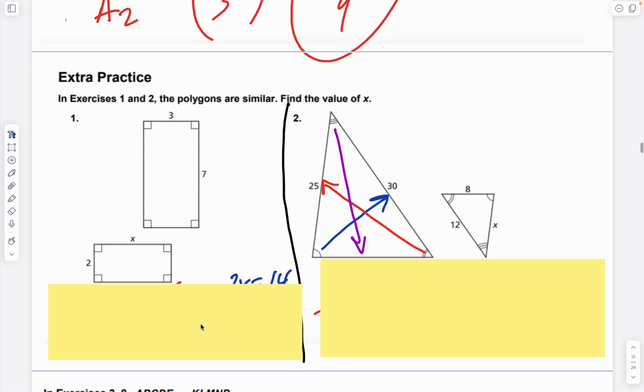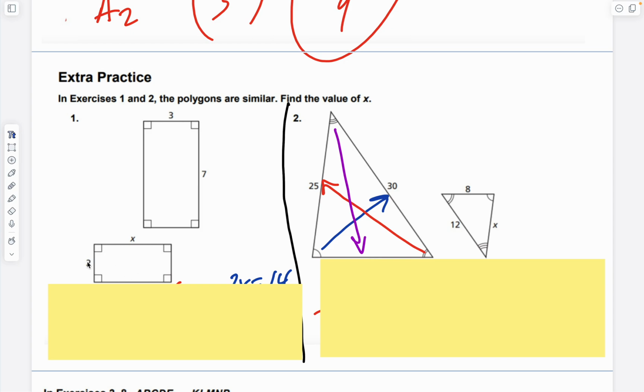Extra practice. Here we go. Here's the fun stuff. We want to set up a proportion here, a fraction equal to a fraction. A lot of this unit is solving for missing sides in similar shapes or missing angles in similar shapes. First one on the right, number 1.